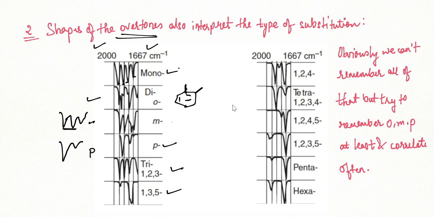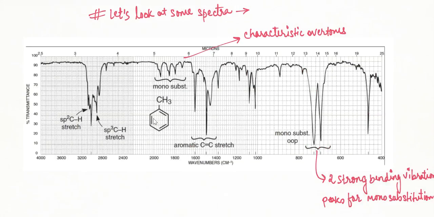So guys, you don't have to remember all of them, you just have to remember, if possible, mono, ortho, para and meta. Alright, so this is what you have to remember. That will be enough. Okay, so now we are going to see some spectra. So first of all, we see mono substituted, and guys, we just saw about the toluene.